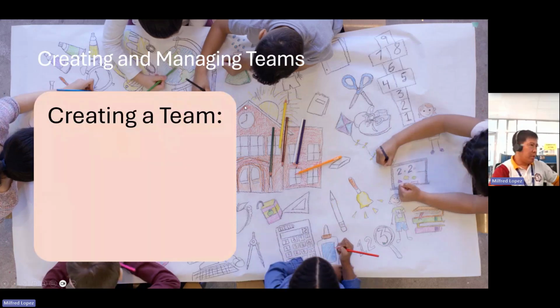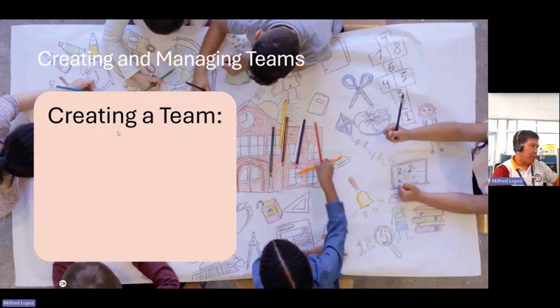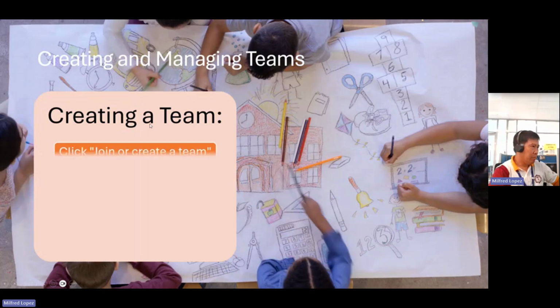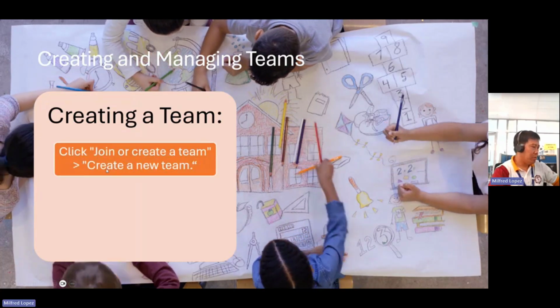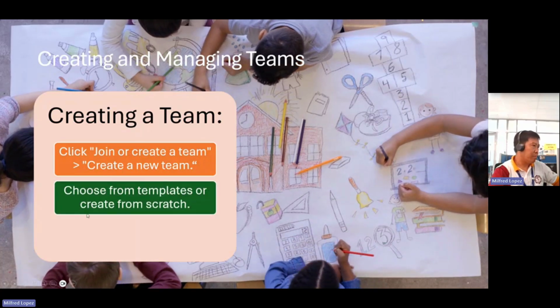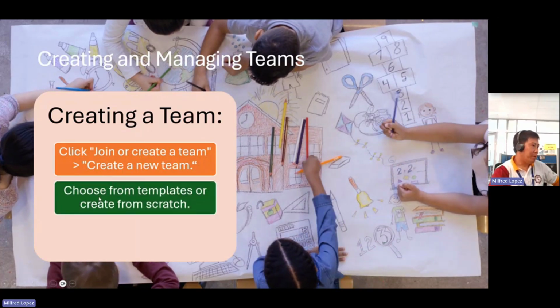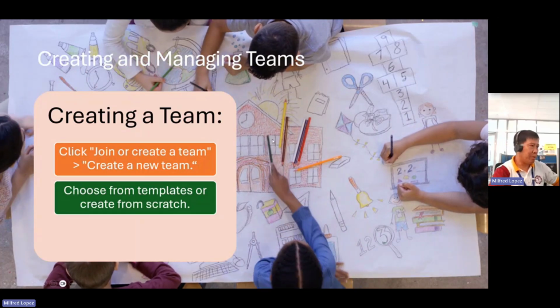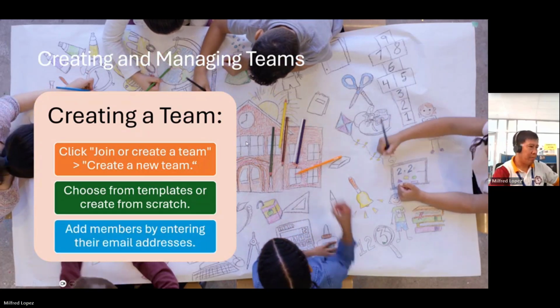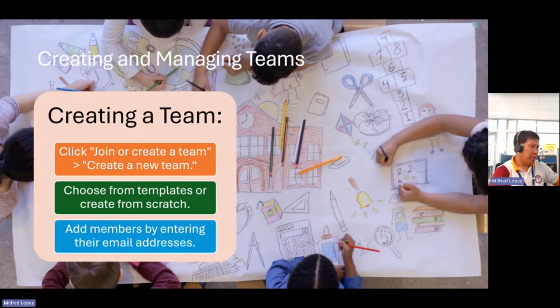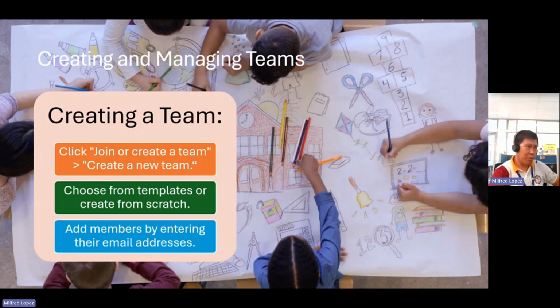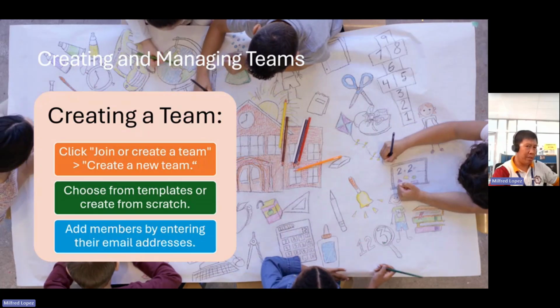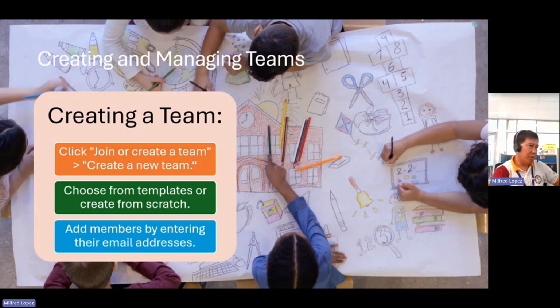Okay, so let's start in creating and managing teams. Okay, so the first one is create a team. So you can click join or create team, or create team. Okay, you can choose the template or create from scratch. There's a template that is available in Teams. Okay. Add members by entering their email addresses. So the same with you, I type your email address and then I included you in the meeting.